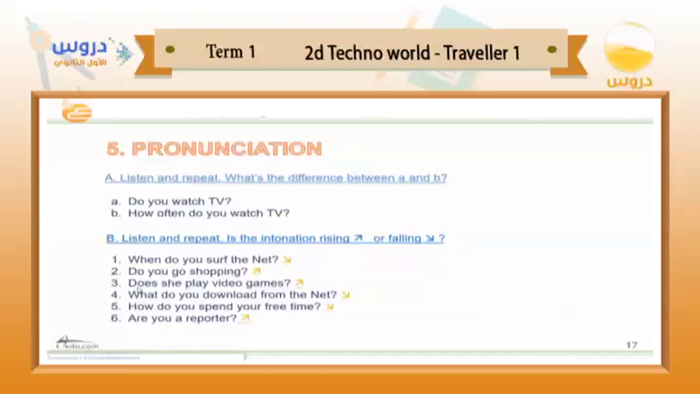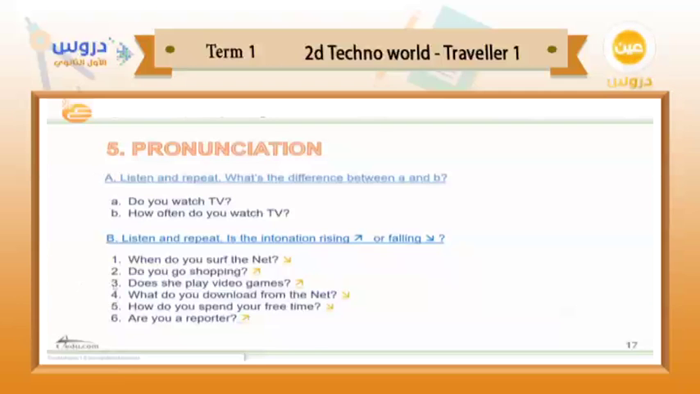3. Does she play video games? Also has a rising intonation. 4. What do you download from the internet, or what do you download from the net? Has a falling intonation. 5. How do you spend your free time? Has a falling intonation. And the 6th, are you a reporter? Also has a rising intonation.